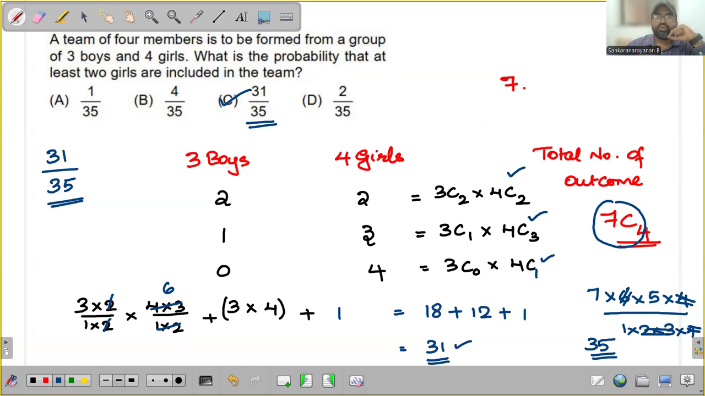Kindly note that small error that I accidentally made. I wrote it as 4C1, I guess, and wrote 4 over there. I should write it as 4C4. 4C4 is nothing but 1, so there is one way you are selecting all 4 girls. So that correction part alone, kindly make a note of it. Apart from that, all other things are fine. The answer is 31 by 35, option number 3.